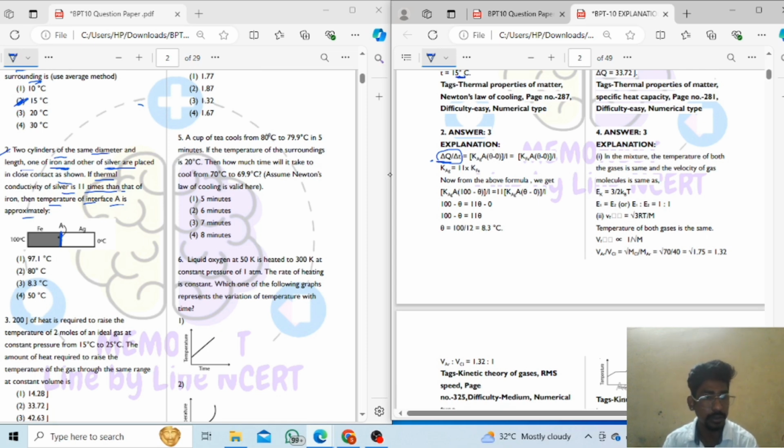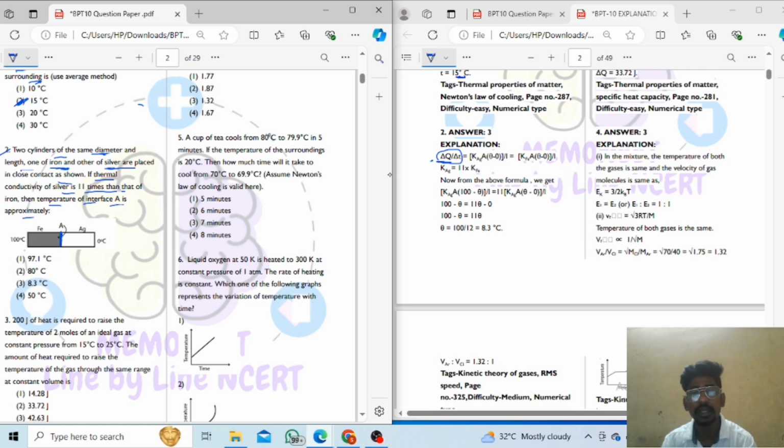And it is told that the diameter and length are equal in both the cases, so this is of no value. The K, A and L portion will be equal because diameter gives you the cross sectional area. As the diameter is equal, the cross sectional area will be equal, and length will be equal as it is already given, right? So one of iron, another of silver.